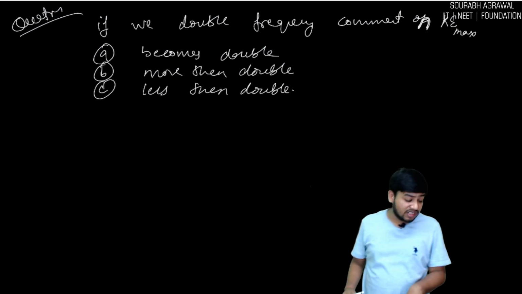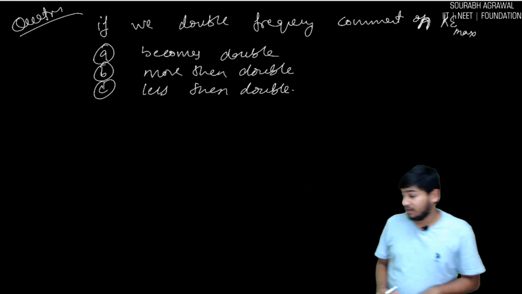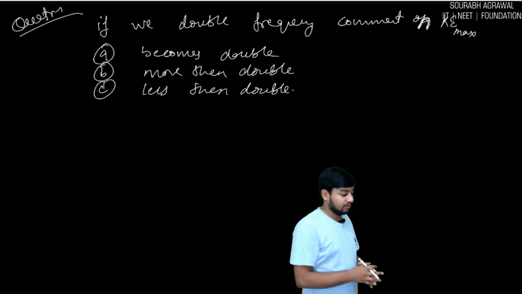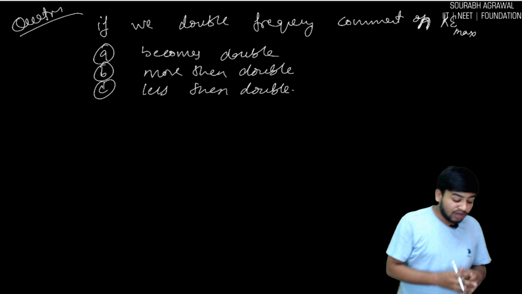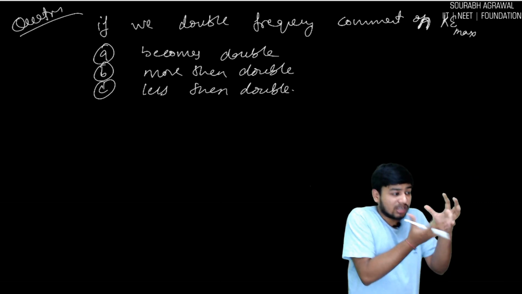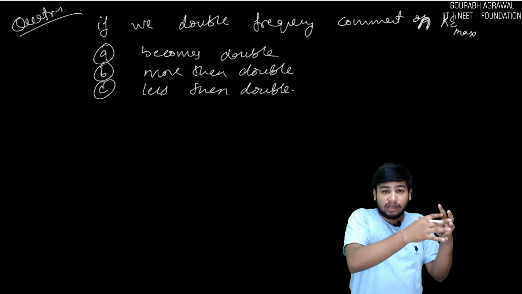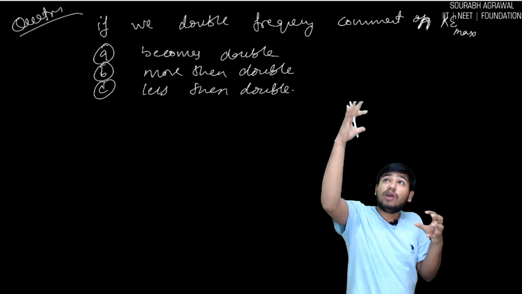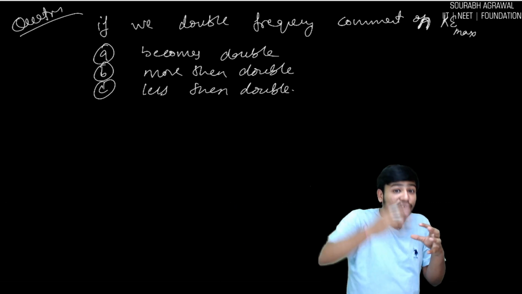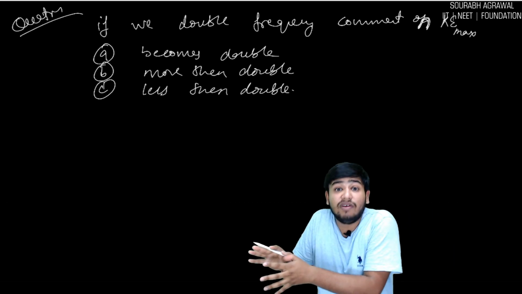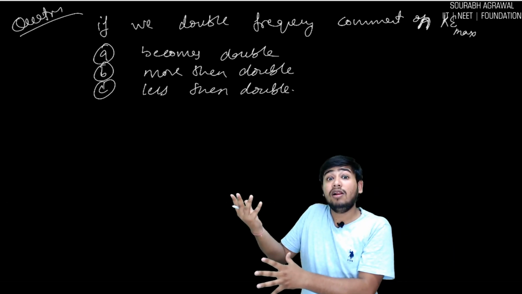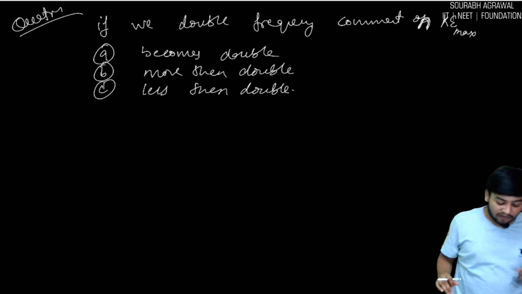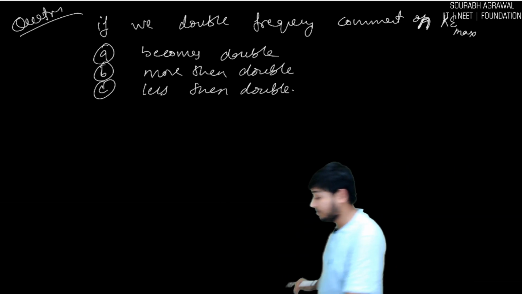If we double the frequency, comment on kinetic energy max. Does it become double, more than double, or less than double? When you double the frequency, for example, for some plate some energy is coming and there is some maximum kinetic energy of the electron. Now when you double the frequency, what will happen? This kinetic energy will become double, more than double or less than double. That you have to tell. Fast. Attempt.